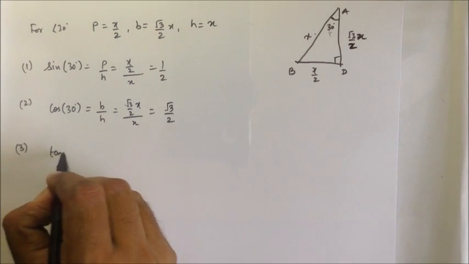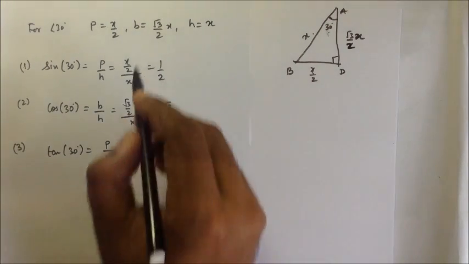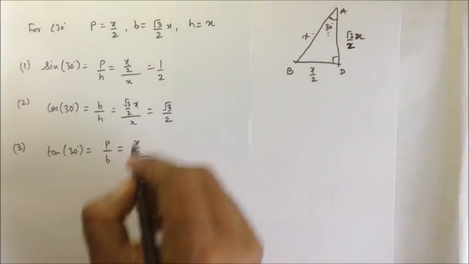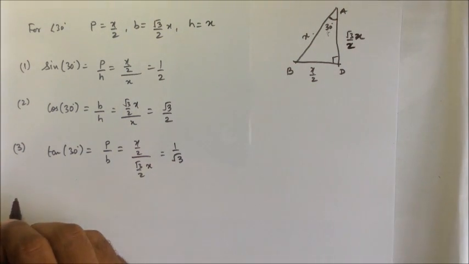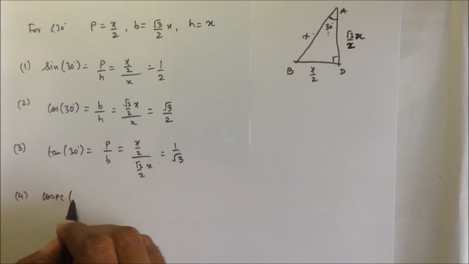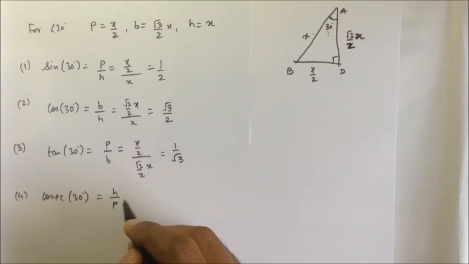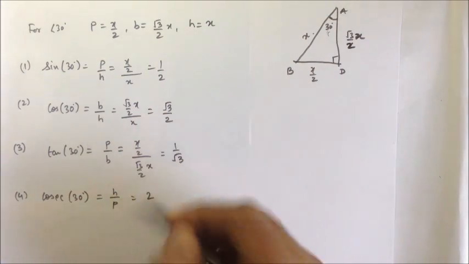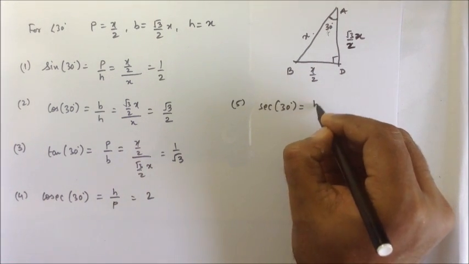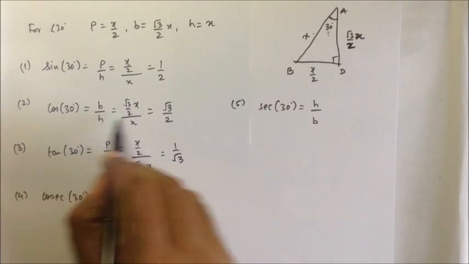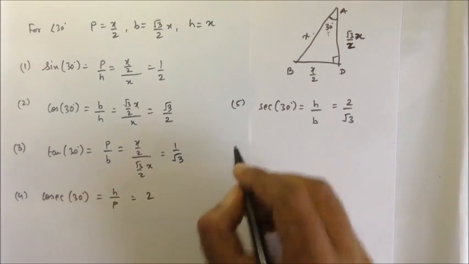The next would be tan of 30, which is perpendicular upon base. Now perpendicular is x by 2, and the base is root 3 by 2x. This would get cancelled and give me the answer 1 by root 3. The fourth would be cosec, which is simply the reciprocal of sine. Hence it is hypotenuse upon perpendicular, hence it would be reciprocal of half, which is 2. The fifth would be sec of 30, which is hypotenuse upon base, and sec is the reciprocal of cos. Hence doing the reversal, the reciprocal would be 2 by root 3, because cos was root 3 by 2.